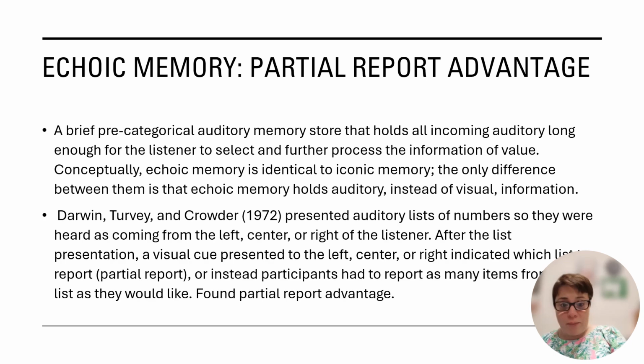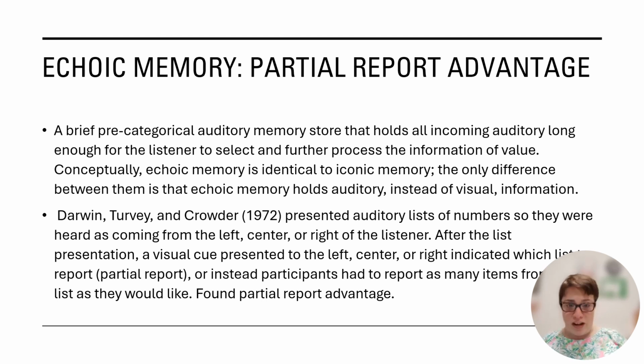So, echoic memory is a term frequently used to describe a brief pre-categorical auditory memory store that holds all incoming auditory information long enough for the listener to select and further process information of value. So, very much conceptually, echoic memory is identical to iconic memory. The only difference between them is that echoic memory corresponds to auditory information, whereas iconic memory corresponds to visual information.